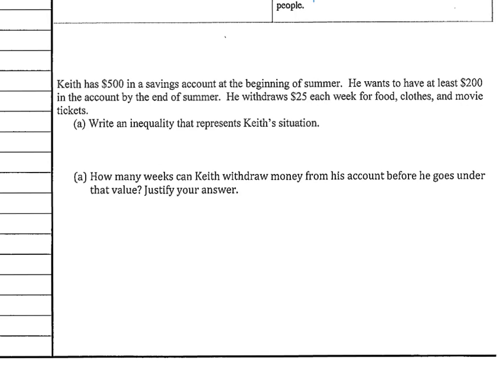All right, so let's read through this problem and underline the stuff that's important. So we have Keith has $500 in a savings account at the beginning of the summer. He wants to have at least $200 in the account by the end of summer, and he withdraws $25 each week for food, clothes, and movie tickets. All right, so what's important here? That he has $500 at the beginning of summer. That's important. That's his starting amount. So we're going to translate this and underline at the same time.